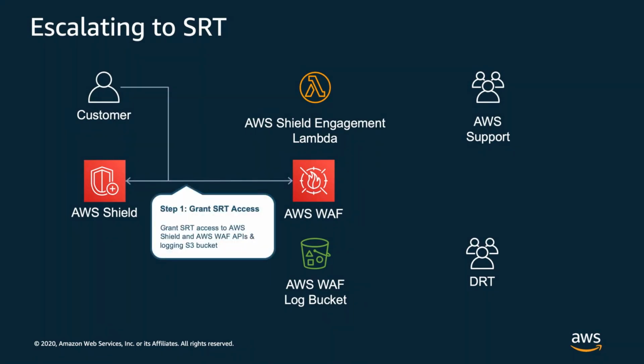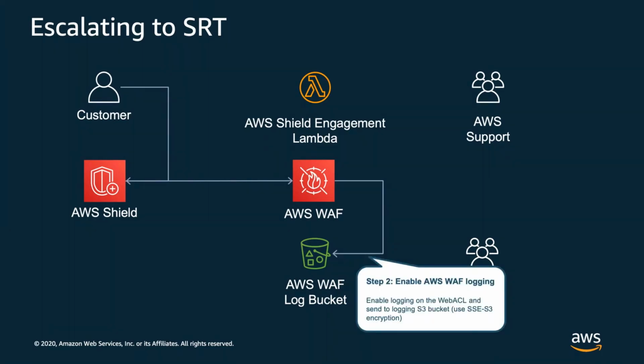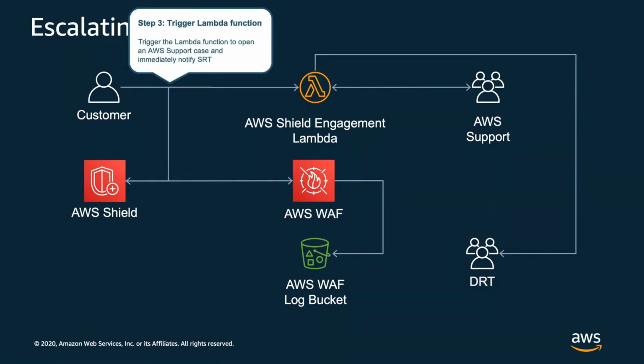So escalating to the Shield response team, like I quickly explained in the previous slide, you grant access to AWS Shield and WAF resources. This you can do in the Shield console. You just click grant access. It auto creates a service linked role that gives us access to your resources. Then you specify the S3 log buckets where you store your AWS WAF logs. And then when your application is under attack, you just trigger the Lambda function.